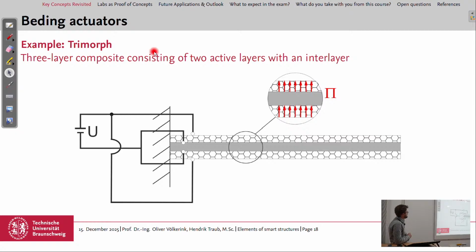One deeper look again at the trimorph, which is a three-layered composite consisting of two active layers with an interlayer, so a carrier structure. The polarization is oriented in the same direction, but the field is in the other direction, or reversed, for the two layers. So we have an antiphase actuation, and for this we can bend upwards and downwards if one layer expands and the other contracts.